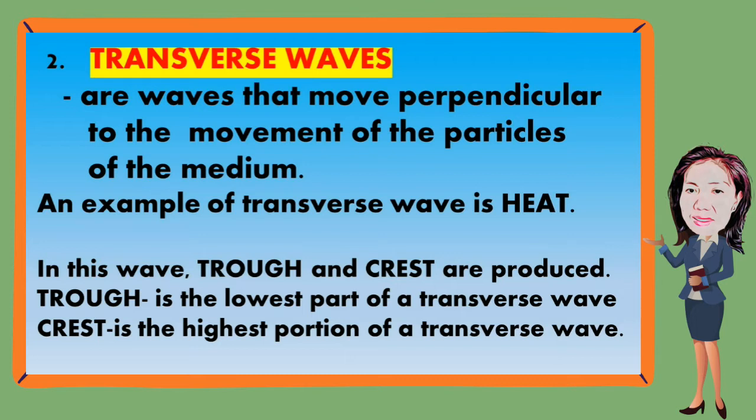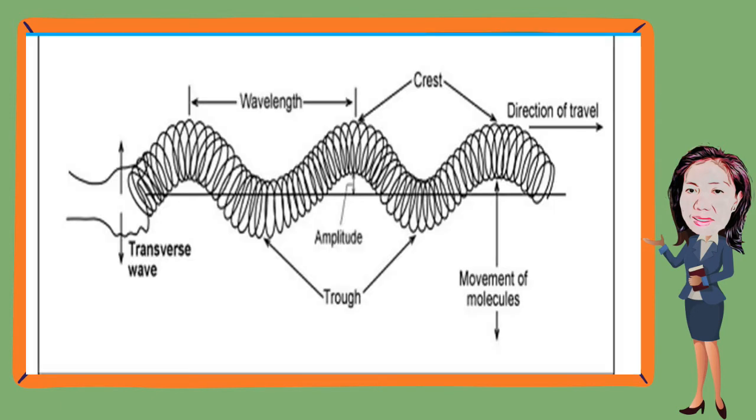So kanina sa longitudinal wave, parts of longitudinal wave are compressions and rarefactions. But for the transverse wave, ito ang mga parts niya. So, paano ba ma-form ang transverse wave? By moving this slinky, for example, up and down. Okay, so ganito ang form ng transverse wave.